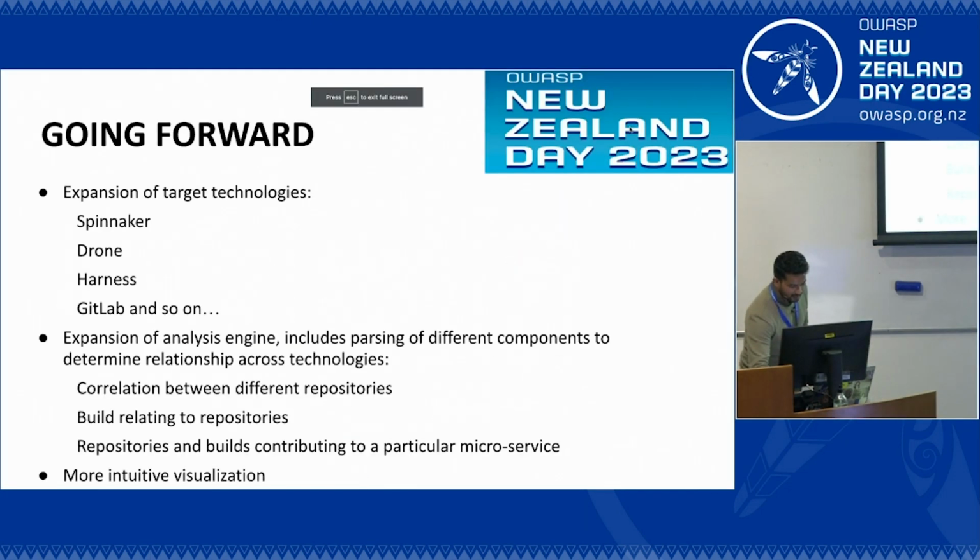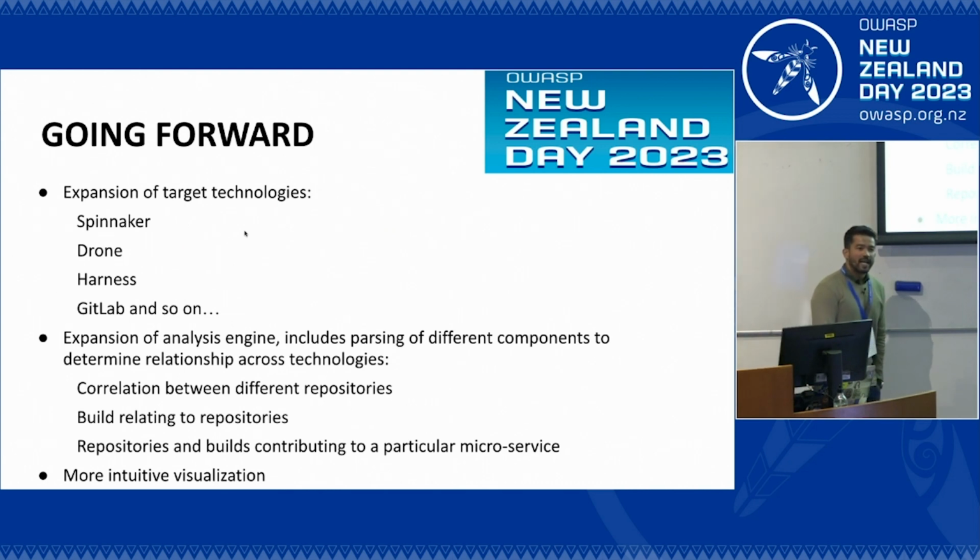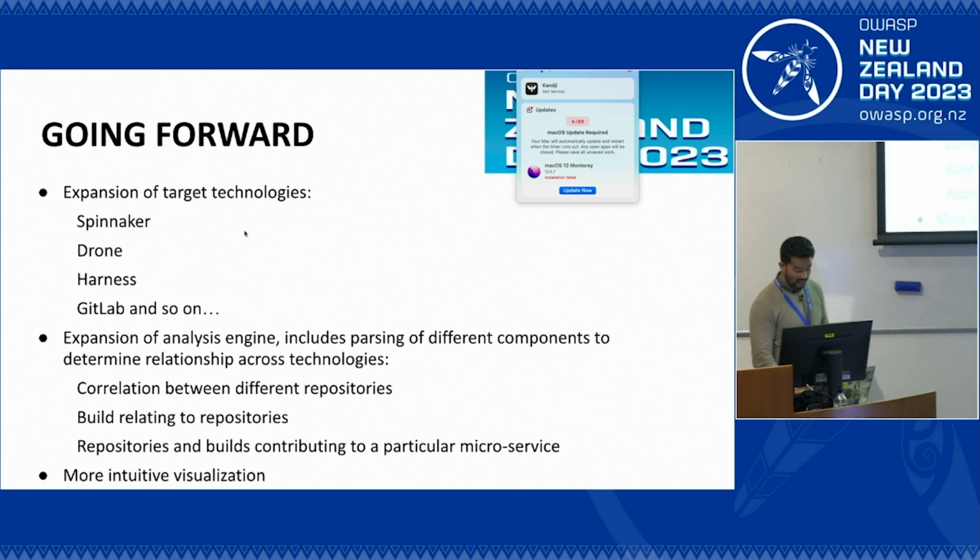This is anyway the last slide. Going forward, expansion of the target technologies, like you said, let's say Azure DevOps or something like that. These are the three which I'm working on right now. I can definitely include more. Then expansion of the analysis engine part: the more analysis it will be able to build across technologies, the more value it will be able to provide, because we have the ability to know the blast radius and so on. I'll say my third priority is the visualization, but I'll have a look at it.